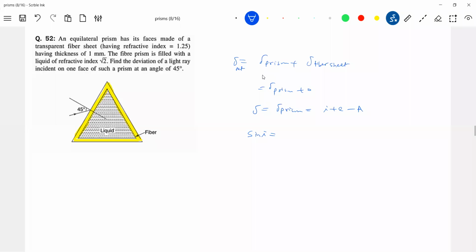No need, no need. So directly you can write mu of liquid into sin R1, then mu of liquid sin R2 is equal to sin E. You know mu of the liquid, and you'll get R1 plus R2 is equal to A. So you'll get R2, substitute that value of R2 here, you'll get sin E. That value of E, you substitute to get the net deviation. I'm just sharing the idea.